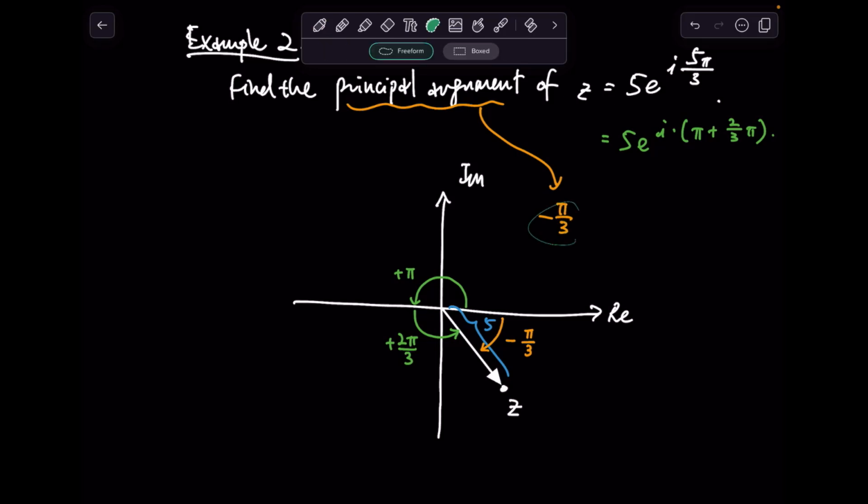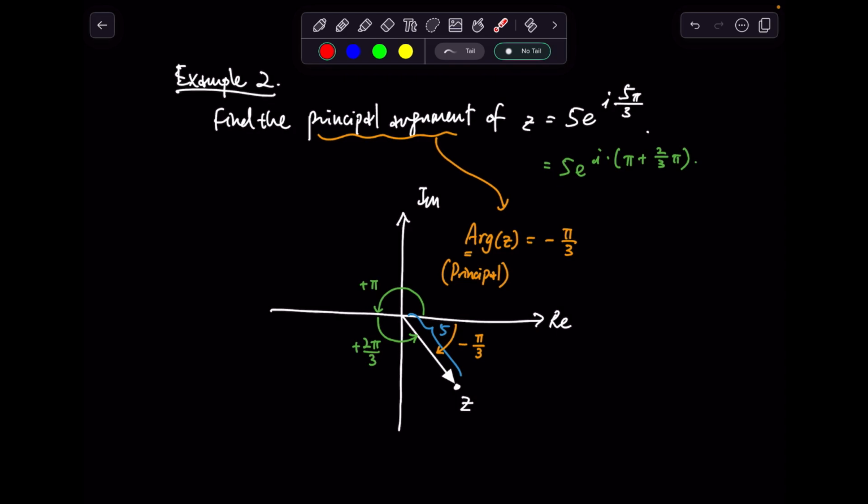Some people like to denote principal argument using a capital A. That's fine. It is up to whether your teacher likes to do this or not, but let's just use capital A to denote principal argument. So the principal argument of this complex number is negative pi over 3.